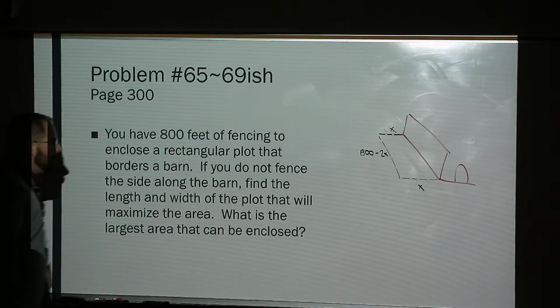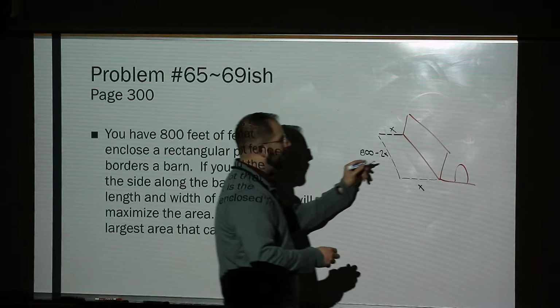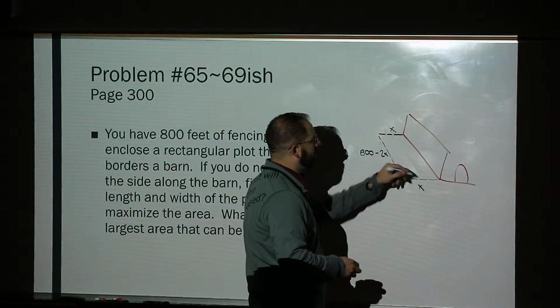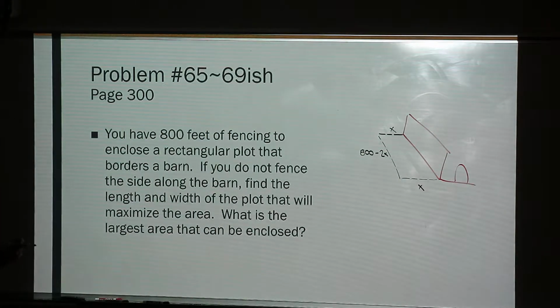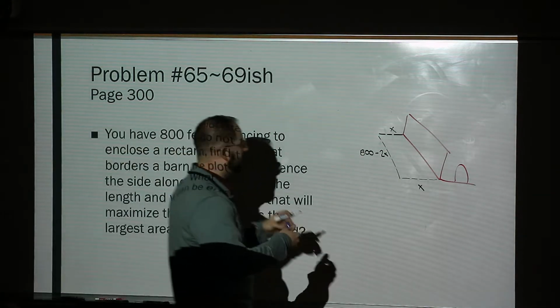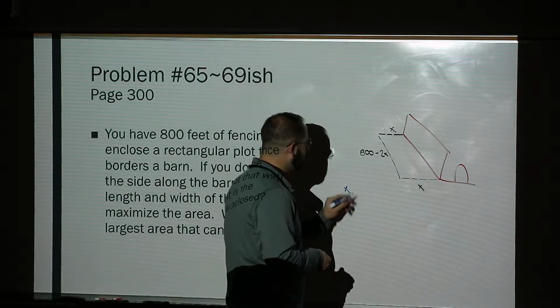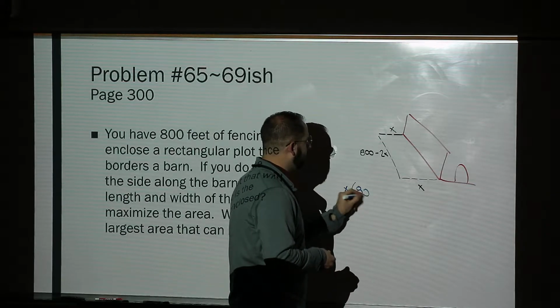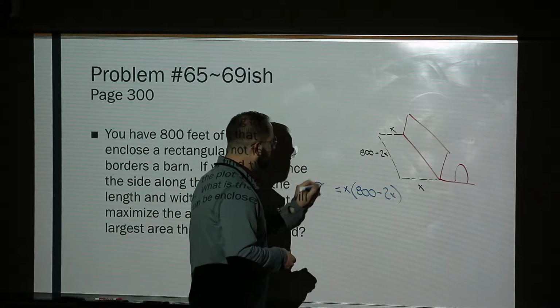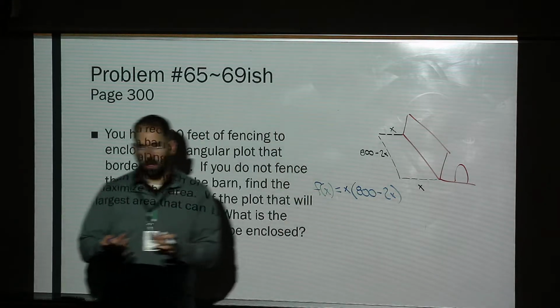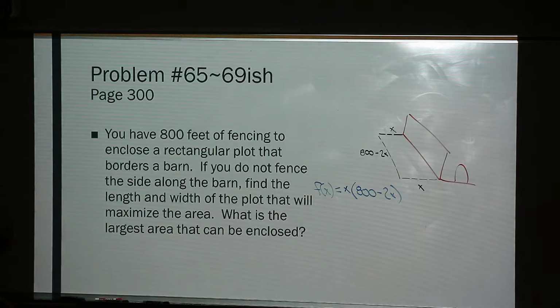So how do you find area? How do I find the area of this rectangle? What's the formula for area? Width times length, or length times width, base times height, however you want to think of it. So, base times the height. Okay, there you go. So this is my function. This is what I'm going to work with. It's base times height, or length times width, however you want to think of it. But that's what I'm doing.